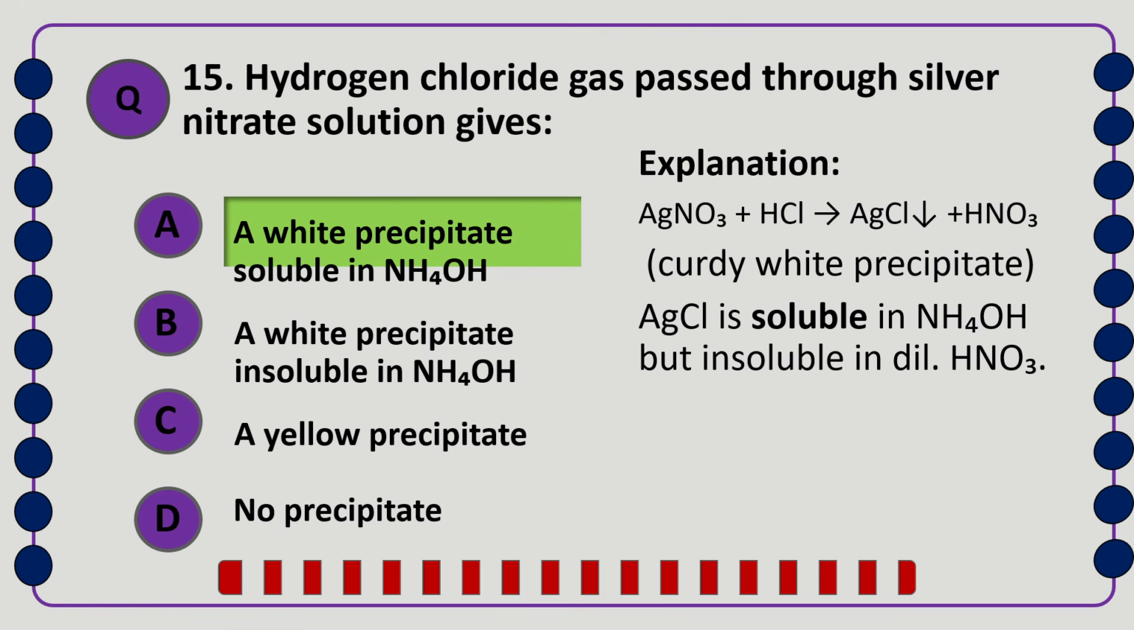If in the exam you just write white PPT, it is acceptable. So it is silver chloride, and if I want to know whether this is silver chloride or not, I will add ammonium hydroxide, and if it is soluble, it is confirmed that it is silver chloride. I hope this is clear, but it is insoluble in nitric acid. Revise this once again before going for your exam. Let us move to the next question.